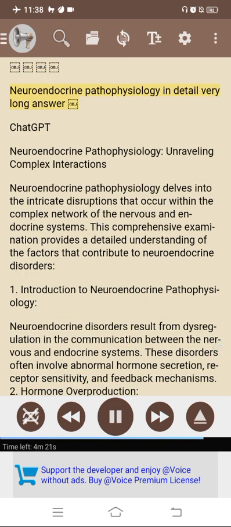Neuroendocrine pathophysiology in detail. Very long answer. ChatGPT. Neuroendocrine pathophysiology: unraveling complex interactions. Neuroendocrine pathophysiology delves into the intricate disruptions that occur within the complex network of the nervous and endocrine systems. This comprehensive examination provides a detailed understanding of the factors that contribute to neuroendocrine disorders.